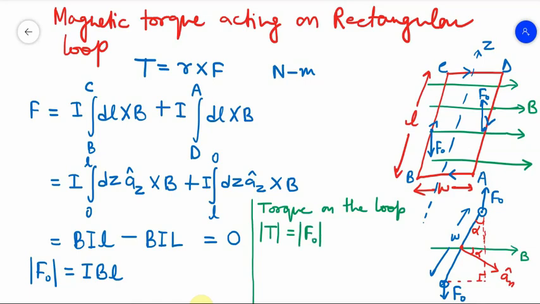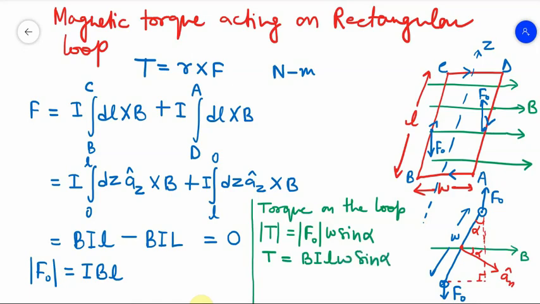And if we talk about this, then W cos alpha will be this. And what is this? W sin alpha, if we try to calculate this dimension. So it is W sin alpha. So this T equals to B I L W sin alpha.